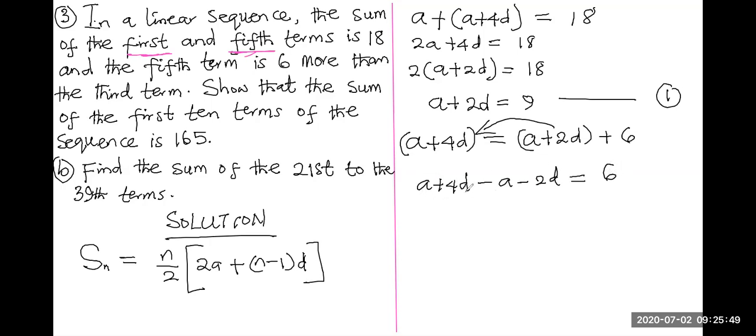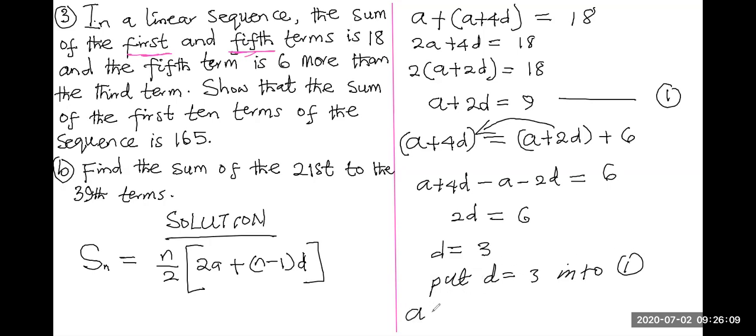A minus a is 0, 4d minus 2d will give us 2d, 2d equals 6. Dividing both sides by 2, our d is 3. We now put our d equals 3 into equation 1. When we do that, we have a plus 2 into 3 equals 9. And of course, 2 times 3 is 6, and it goes over as minus 6. So we now have our a equals 9 minus 6, and that will give us 3. So now we have our a and d.